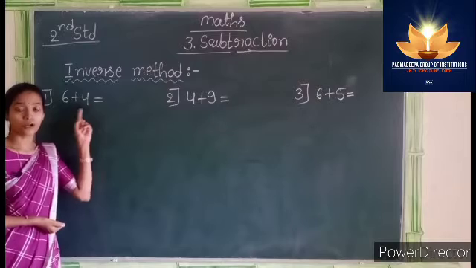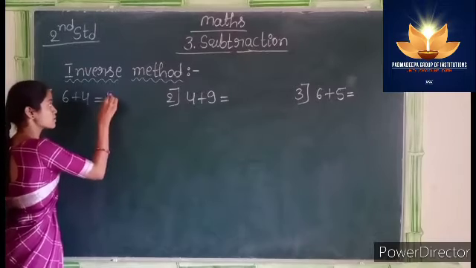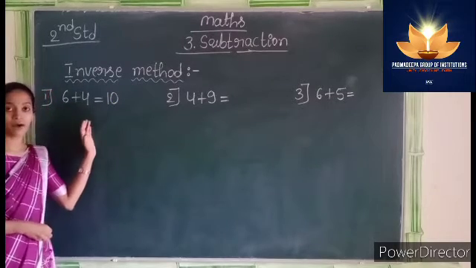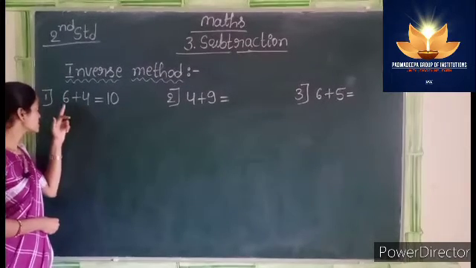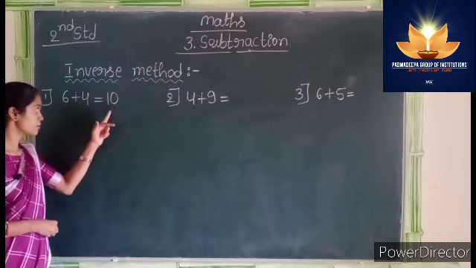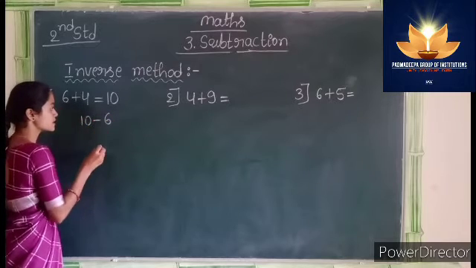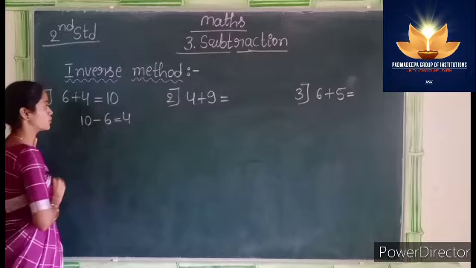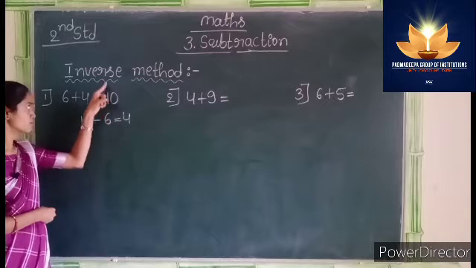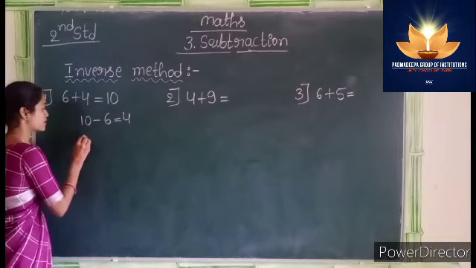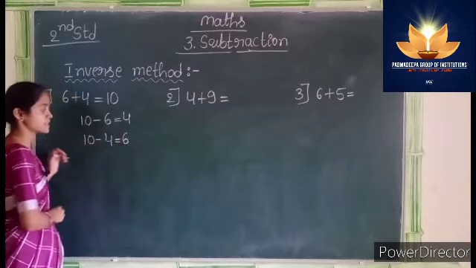6 plus 4, how much? That is 10. Right. So 6 plus 4 is 10. Now we have to apply the inverse method to this equation. When we subtract 6 from this 10, we get 4. 10 minus 6 is equal to 4. And when we subtract 4 from this 10, we get 6. 10 minus 4 is equal to 6.